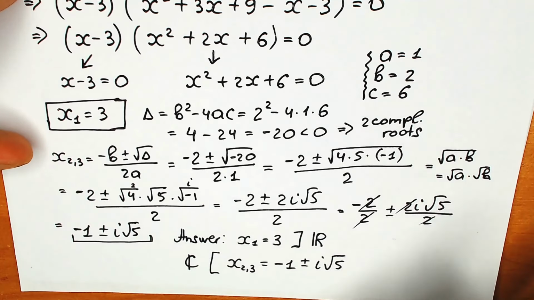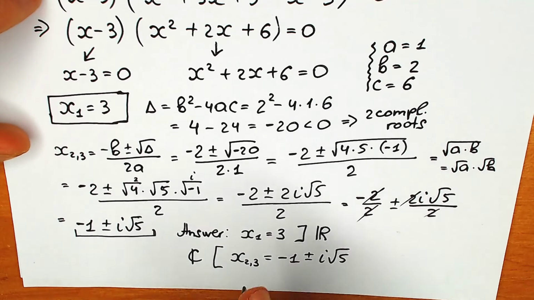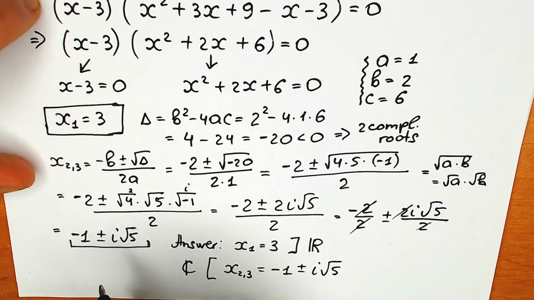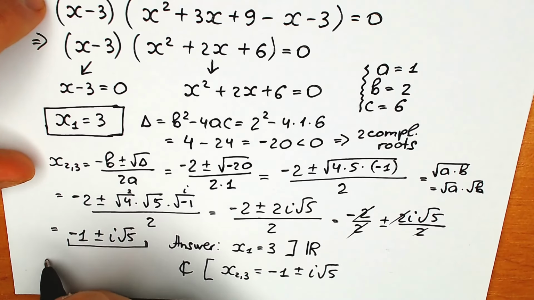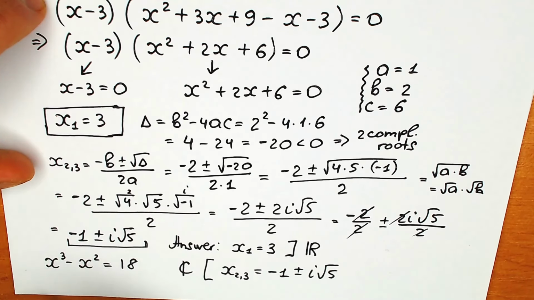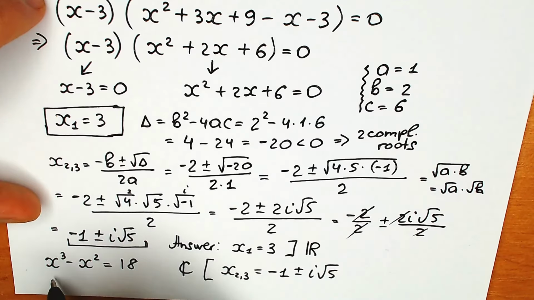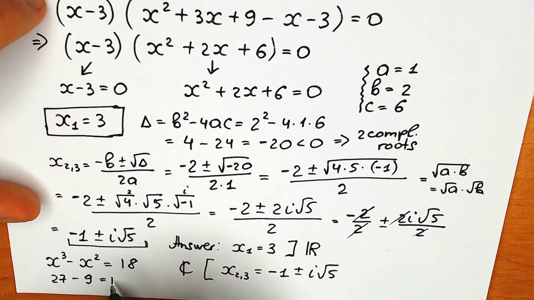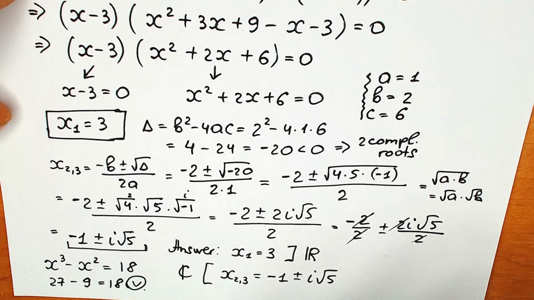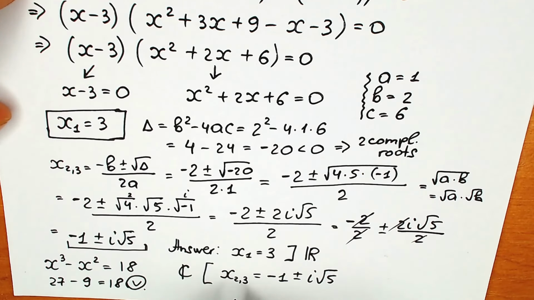So we have 3 roots, and in the end, let's check real quick our x first equal to 3. So let's rewrite our equation. For example, let's do this on this side, on the bottom. So we have x cubed minus x squared equal to 18. As a result, when we plug in 3, we have 3 cubed, 27, minus 3 squared, 9, equal to 18. So everything is great. So our root is absolutely correct. So 3 roots: x first is a real number root, x second and third are complex roots.